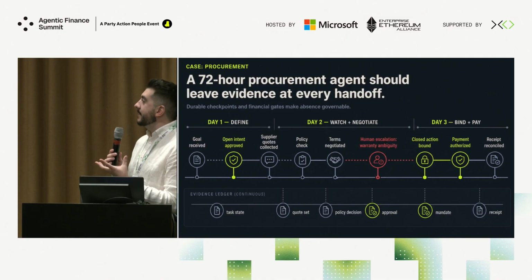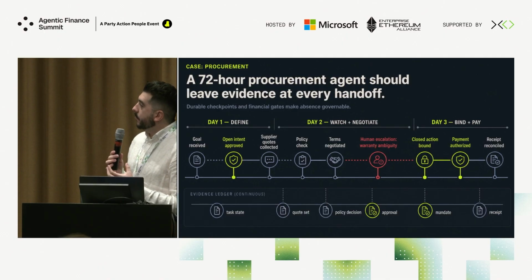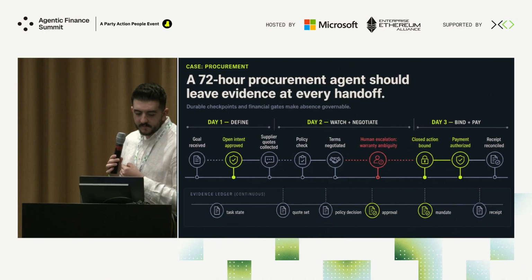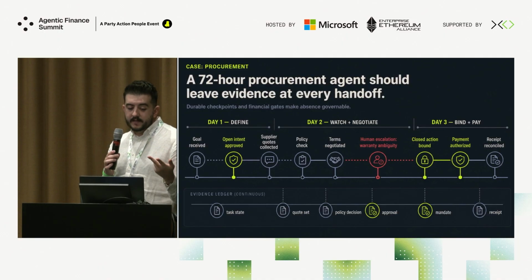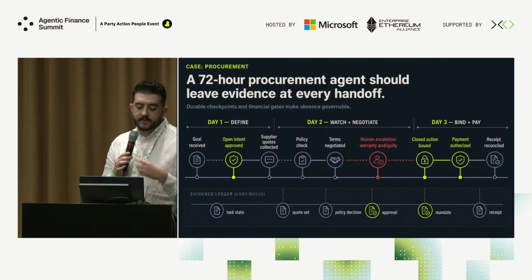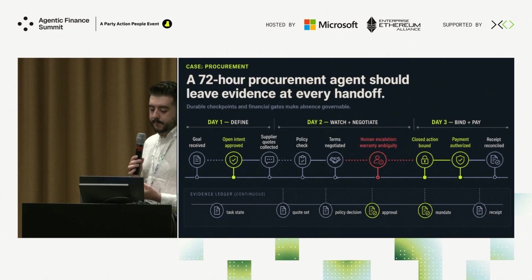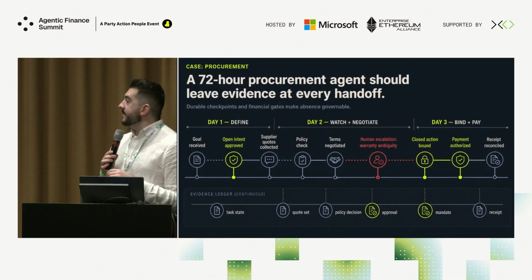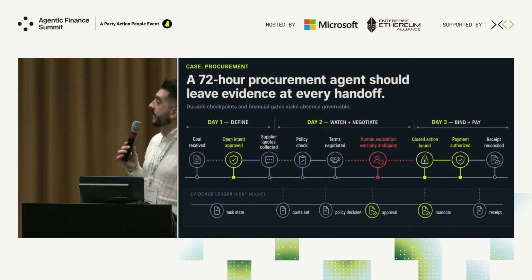So it really aligns well with typical coding agent behavior, with pause and play and resumability. Here we see the two timelines. One of them is the evidence ledger, which is continuous. So we are saving task state, code set, policy decisions, approvals, and receipts. And the first timeline is basically the timeline of a financial AI agent.